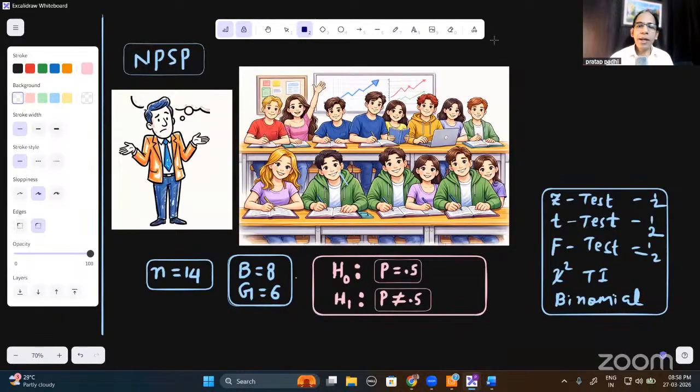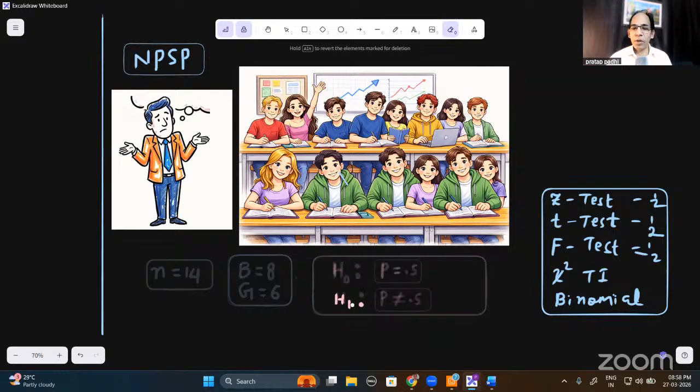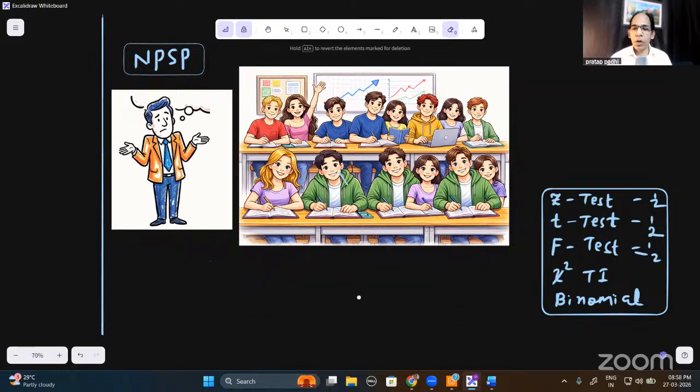Now let me erase all and we'll try to know whether we can apply T or Z distribution. Definitely not when you talk about the number of students. Again, we are not talking about the classroom. We are talking about the school as a whole, that is the population, the proportion of students in the whole school, NPSP school. So that is statistical inference.